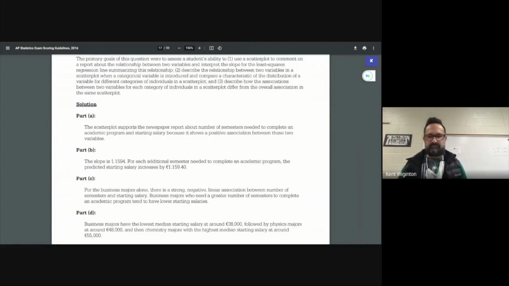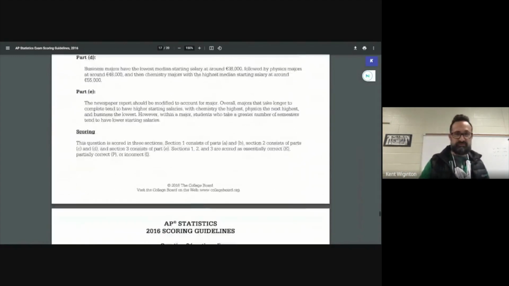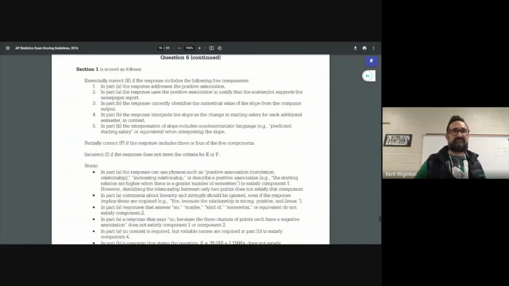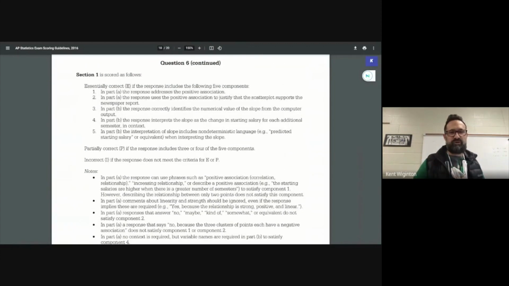Okay. In order to get credit for these two pieces, you had to do 5 things. Okay. 2 parts for part A and 3 parts for part B. I think most of you probably did these. Number 1, you had to tell me that there was a positive association between the 2 variables. Number 2, you had to say that it supported the newspaper, right? So you had to link those 2 things together.